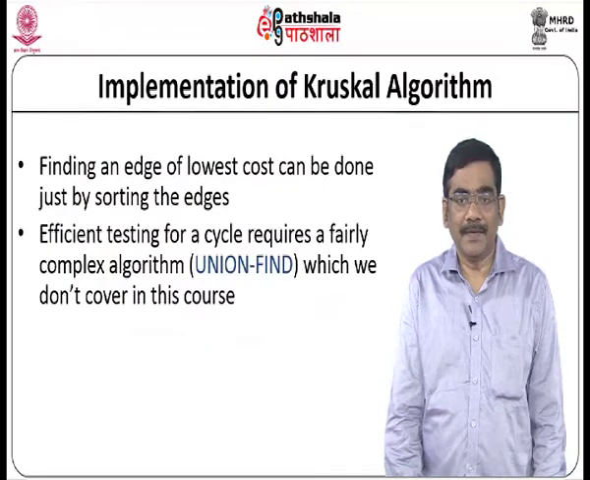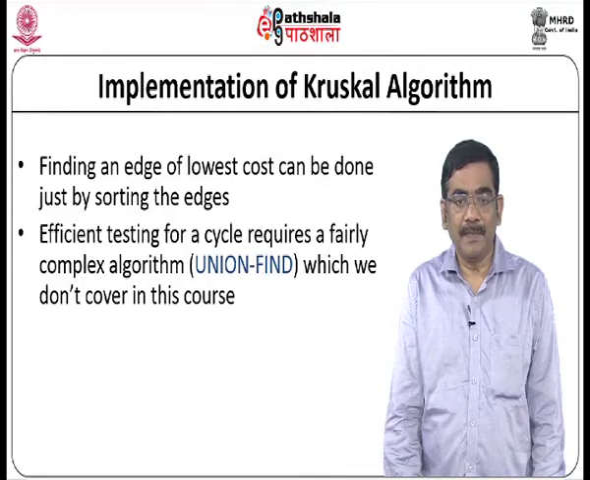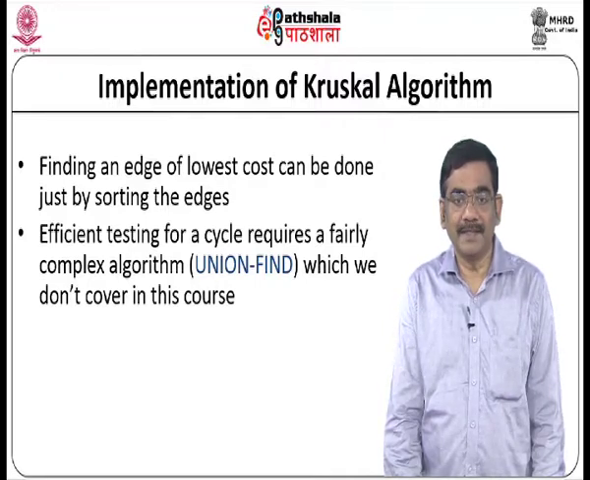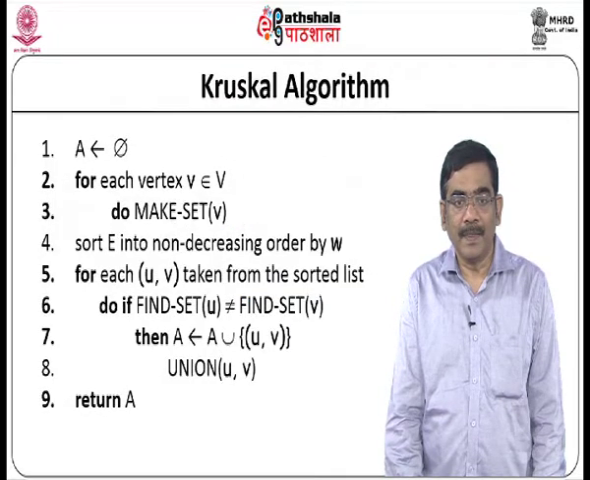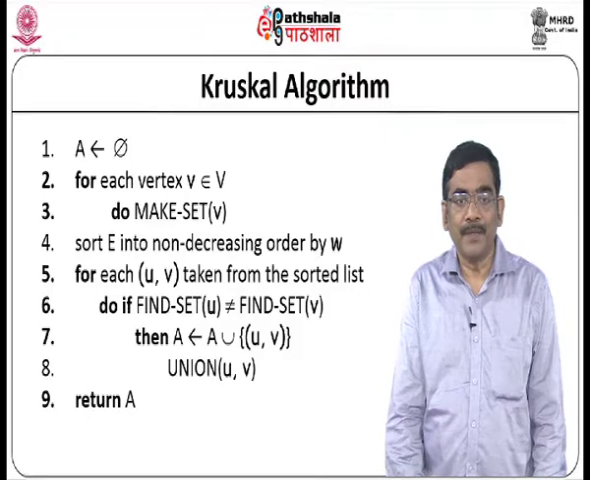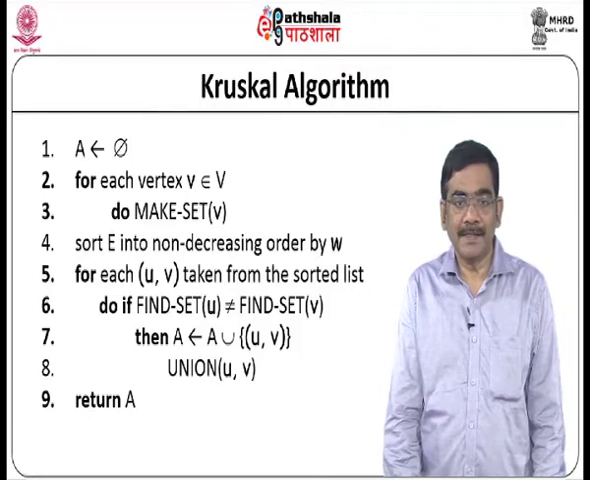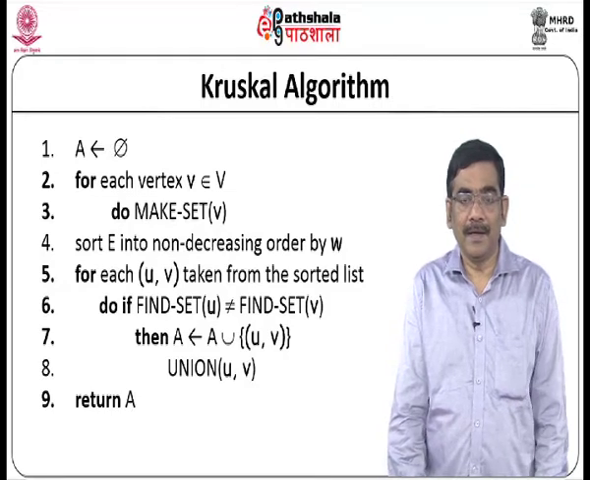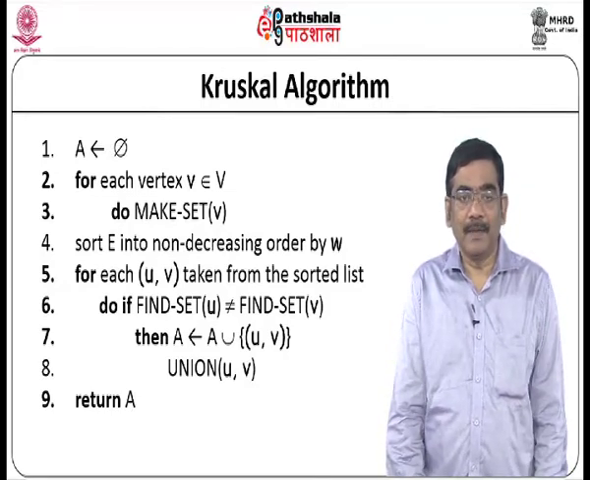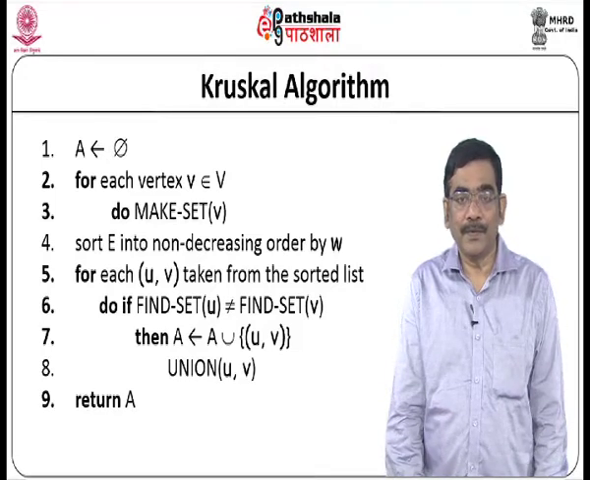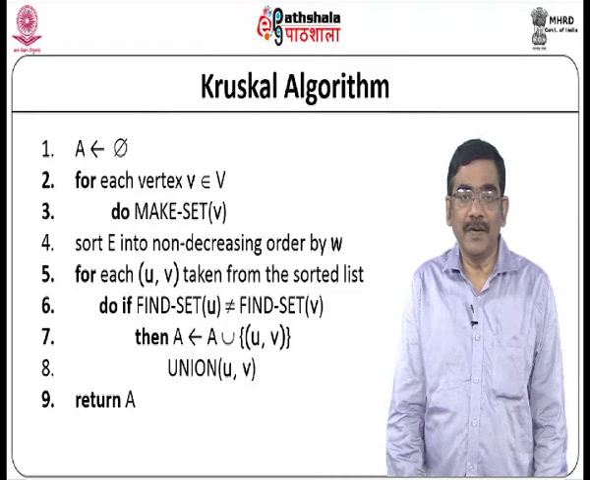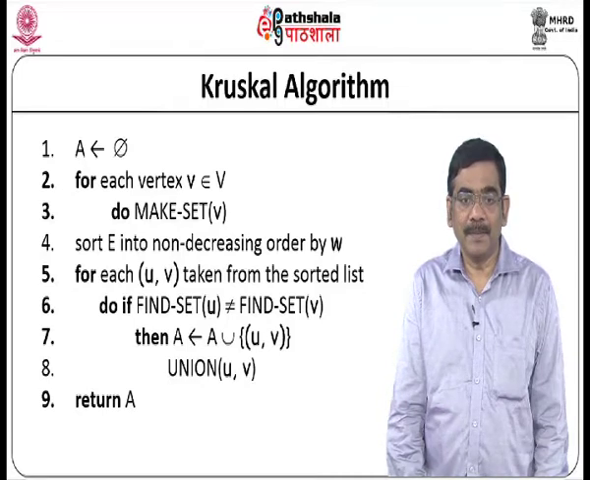So, we have to implement this. How to implement this? For implementing this, we need to find the edge of the lowest cost. So, we will be using a data structure called disjoint sets. The logic is very simple. I am making all the nodes individual sets, then I am going to sort everything. I have to see whether it forms a cycle or not. This is the toughest part. Fortunately, disjoint set simplifies this problem.